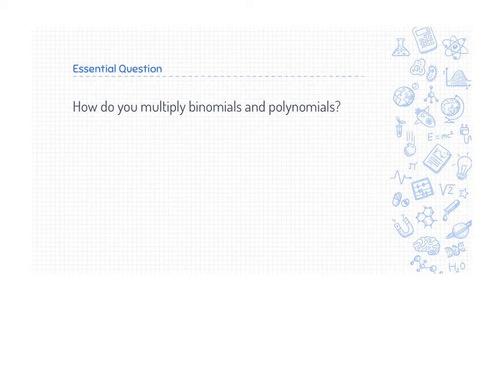So our essential question: how do you multiply binomials and polynomials together? Hey, and quick reminder, what's binomial mean? How many terms? Two. And what's polynomial? More than two. It just means many, really. So it could be 1, 2, 3, 4, any amount. Today we're mostly going to do binomial times binomial, and binomial times trinomial. Okay.